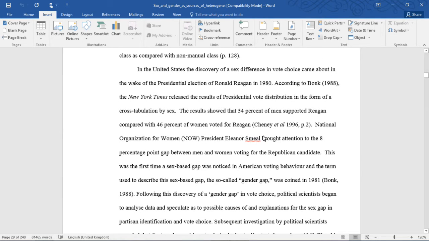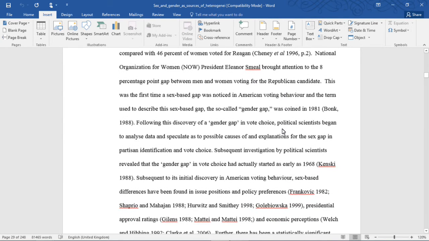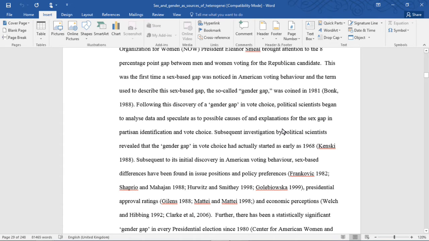In the United States, the discovery of a sex difference in vote choice came about in the wake of the presidential election of Ronald Reagan in 1980. According to Bonk, the New York Times released the results of presidential voting distribution in the form of a cross-tabulation by sex. The results showed that 54% of men supported Reagan, compared with 46% of women who voted for Reagan. National Organization of Women President Eleanor Smeal brought attention to the 8-point percentage gap between men and women's voting for the Republican candidate. This was the first time a sex-based gap was noticed in American voting behavior, and the term used to describe this sex-based gap, the so-called gender gap, was coined in 1981.